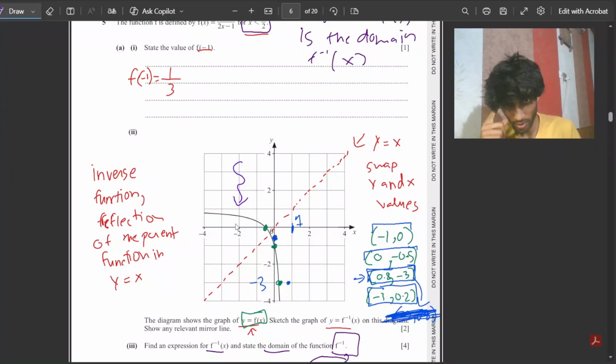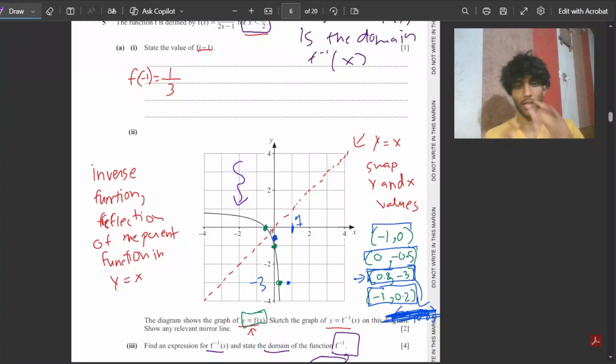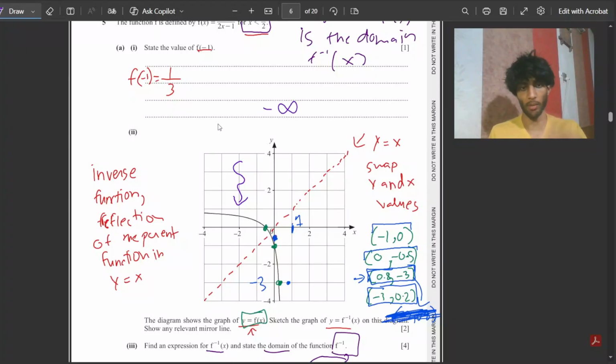See, it's going to go straight down. It's going down over there. So what does that indicate? That basically means that it's going to go all the way to negative infinity, because it's going down. So all of the negative y values, it's going to cover all of them.